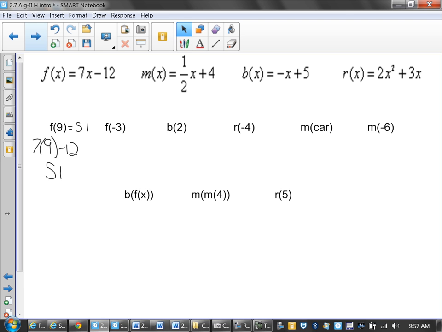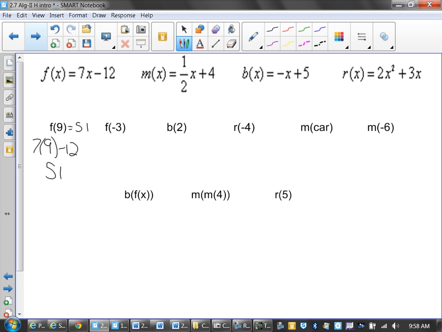This is just another way of seeing function notation. You do see this quite often. You will see this on ACT stuff. That's why I just want to make sure that we understand what this direct substitution goes for. So in these examples here, f of -3 is -21 minus 12.